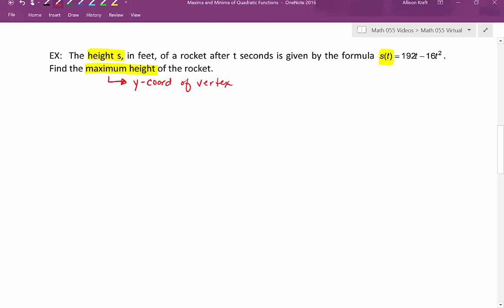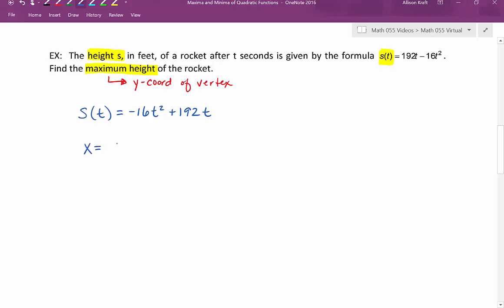There's no way to go directly to the y-coordinate of the vertex. We're going to have to find the x-coordinate first and then plug it into our function to get the y-coordinate. The first thing I would do is rewrite my function in descending order so I don't accidentally grab the wrong number to plug into my vertex formula. I would rewrite this s of t equals negative 16 t squared plus 192t.